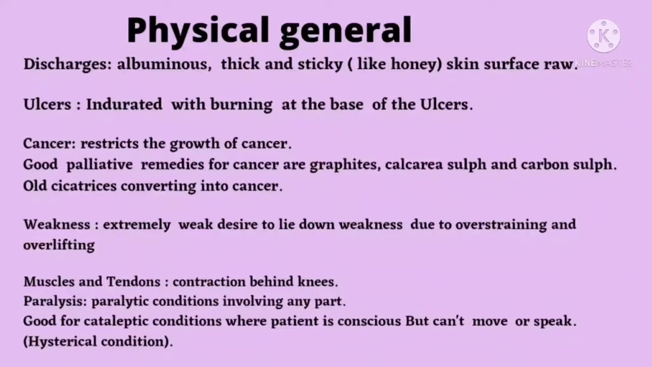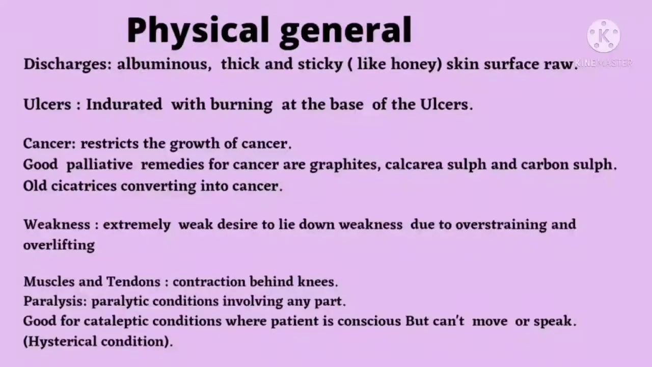Weakness, they are extremely weak and desire to lie down. This is common to all carbons. The second very common aspect of carbons and graphites is weakness of muscle and tendon. And this weakness is because of overstraining and overlifting. This is common to all, that is carbo veg, carbo animalis, carbon sulph, and graphites. You will find these things in all the four remedies. But very characteristic in graphites is contraction of tendon, especially behind the knee.